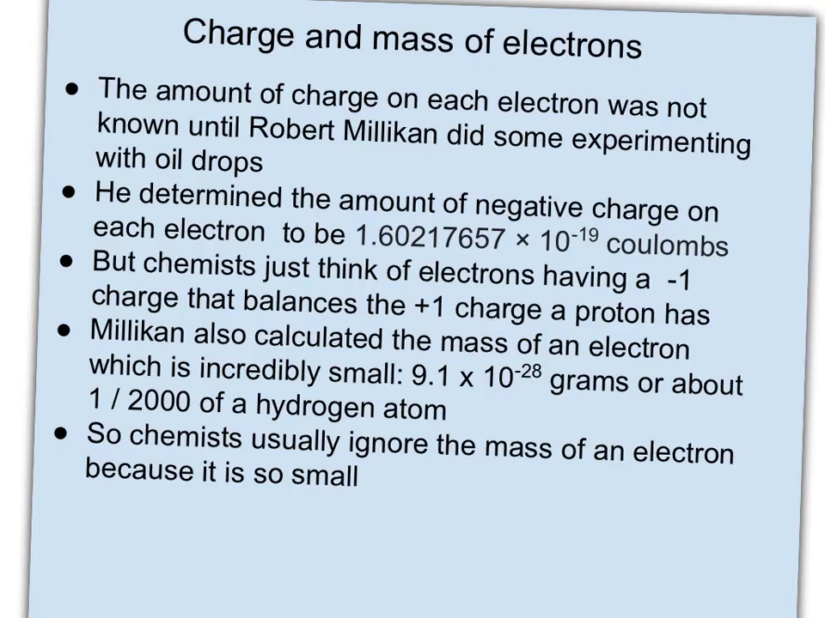So an electron has very little mass compared to a proton or a neutron. In fact, it's so small that chemists usually ignore the mass of an electron when we're looking at the mass of an atom. We're usually just considering the protons and neutrons if we're keeping things simple.